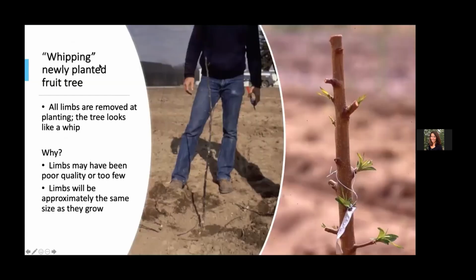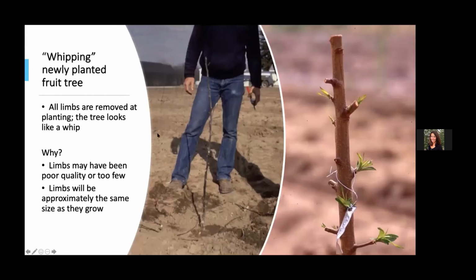Oopsie, sorry. So sometimes when we get a new tree, the branches that are available on it will be unbalanced. Some may be much bigger than others, or maybe they don't have very many good branches, or they're not in the right place. If that happens, it's okay. What we do is a process called whipping. Essentially, we remove all of the branches, again, after planting. So once the tree is in the ground, we'll go through and cut those branches off.